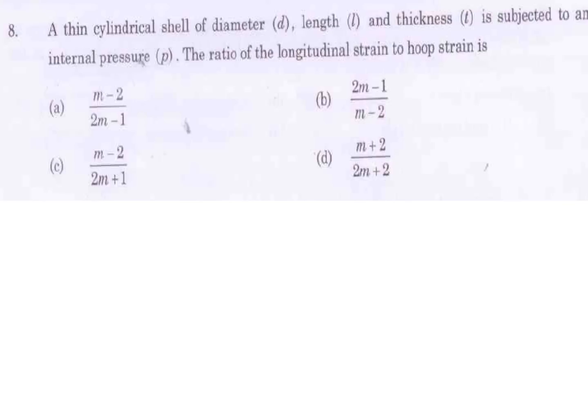A thin cylindrical shell of diameter D, length L and thickness T is subjected to an internal pressure P. The ratio of longitudinal strain to hoop strain is how much? Thin cylindrical shell, so hoop stress is greater than longitudinal stress. Here principal stress or hoop stress is PD by 2T. Sigma 2 is longitudinal stress, PD by 4T.